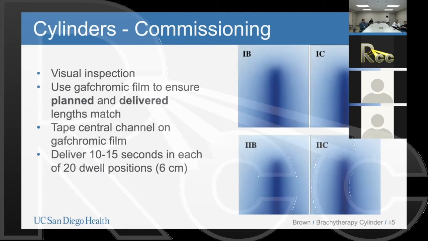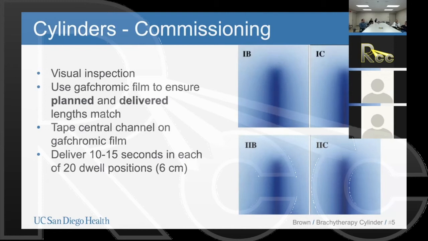And the strategy for this is going to be to take that central channel of the cylinder without any of the cylindrical sections on it, and tape it onto the film. I think I have an image of this. So if we imagine this blue square is a square of film, and we're going to take our central channel, tape it onto that film, and then deliver 10 to 15 seconds in each of 20 dwell positions, so something like 6 centimeters long. And then we can mark on the film where the tip of that channel is, and we can look and compare to what we get on the film.